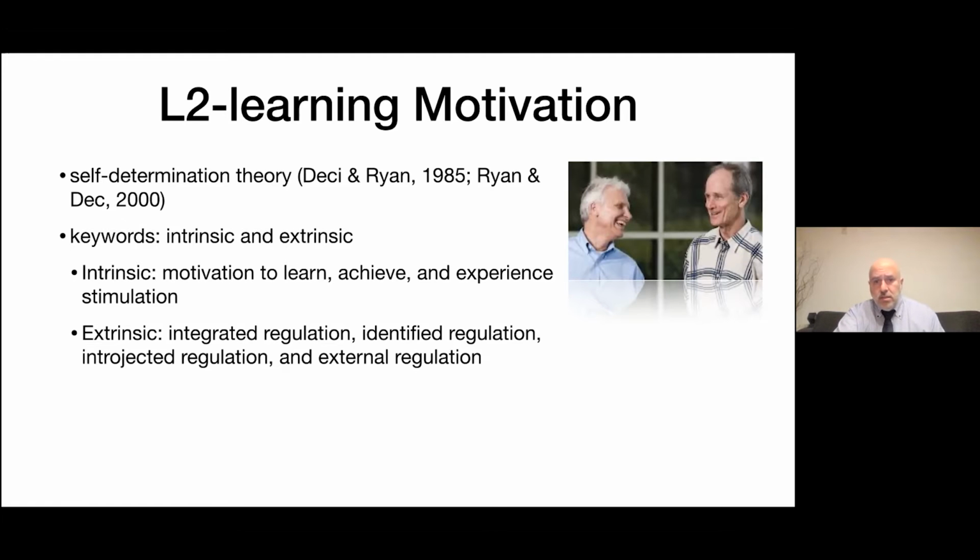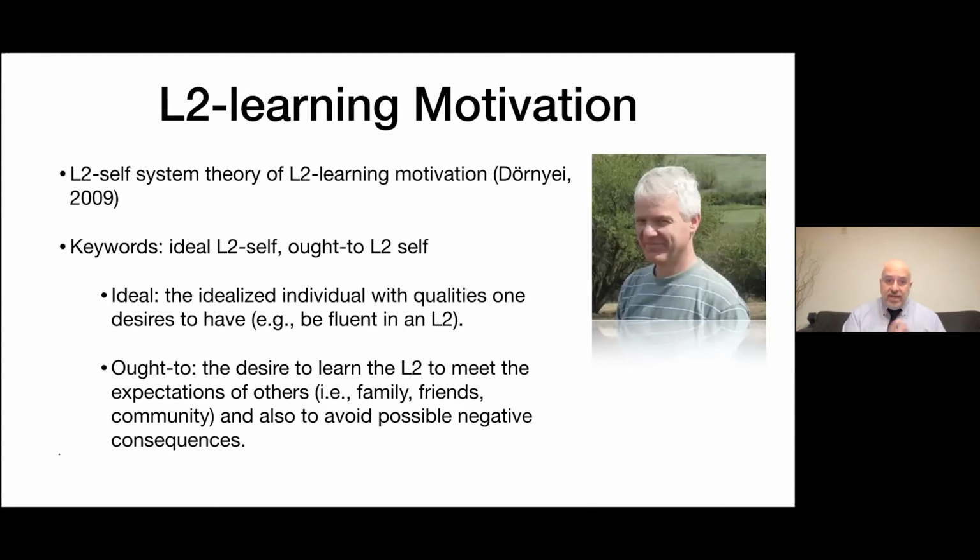And then the third idea, or the third theory, is the L2 self-system from Dörnyei. The keywords are ideal L2 self and the ought-to L2 self. The former, the ideal self, is an idealized, future-oriented individual with qualities that one desires to have. So in the future, my ideal image of me is someone who is fluent in a second language, for example, or can run a marathon, or whatever the self is. Here, of course, language learning.